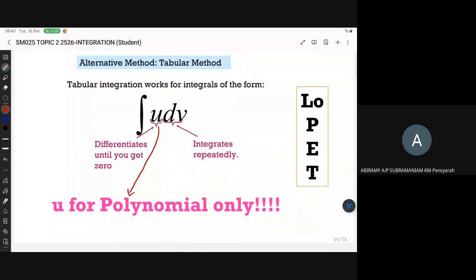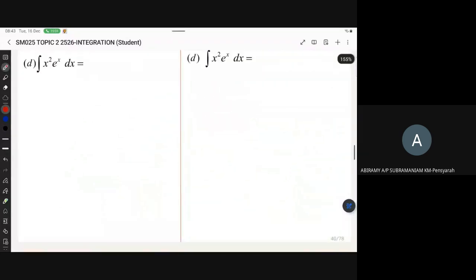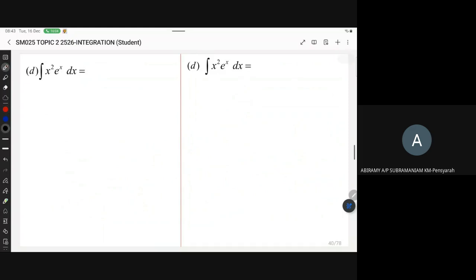Now let's look at the first example here. Let's say we are going to solve integral of x square exponent x dx. The first thing to be concerned about here is this is a multiplication of two functions. X square and exponent x is in the form of a multiplication. Multiplication of two functions can be solved by using substitution or by parts. In this case, we would like to use by parts, where integral of u dv equals uv minus integral of v du.